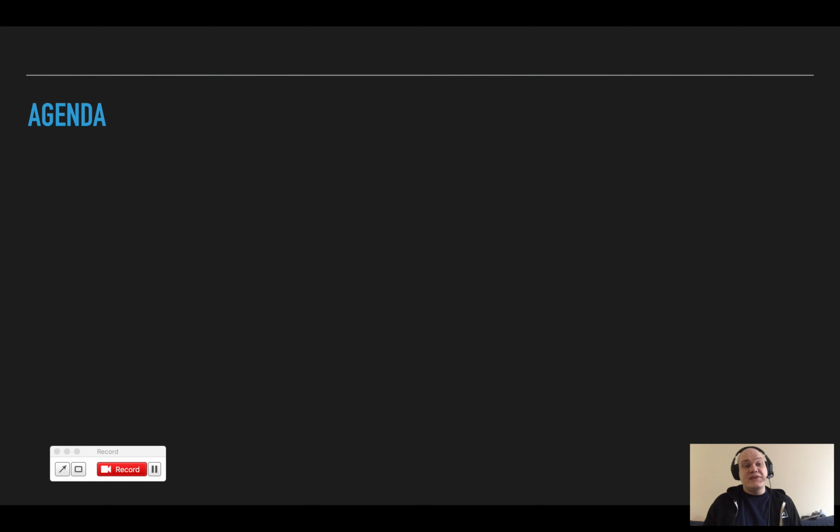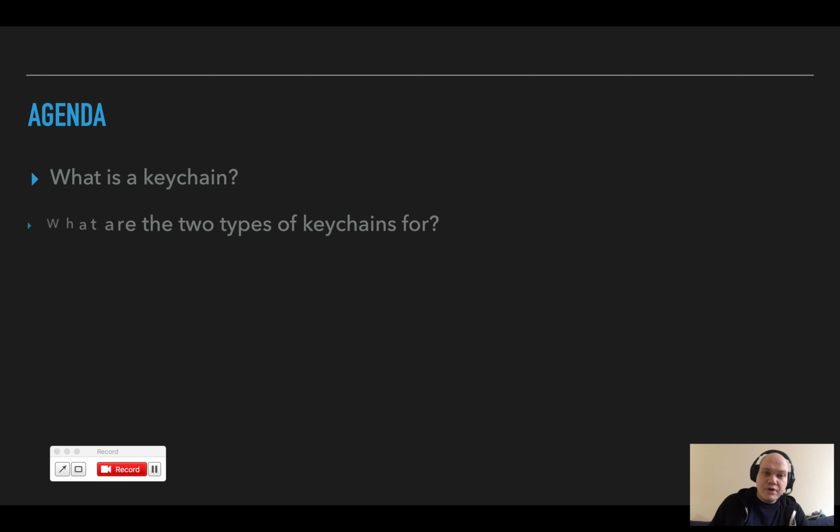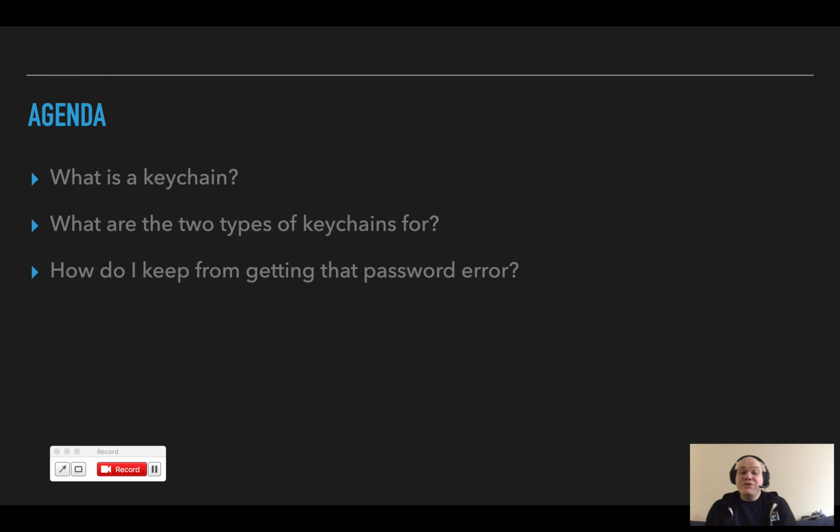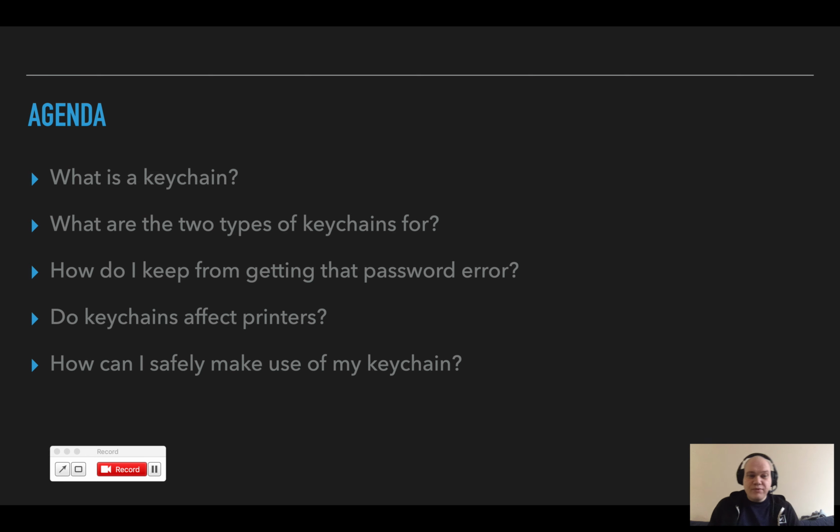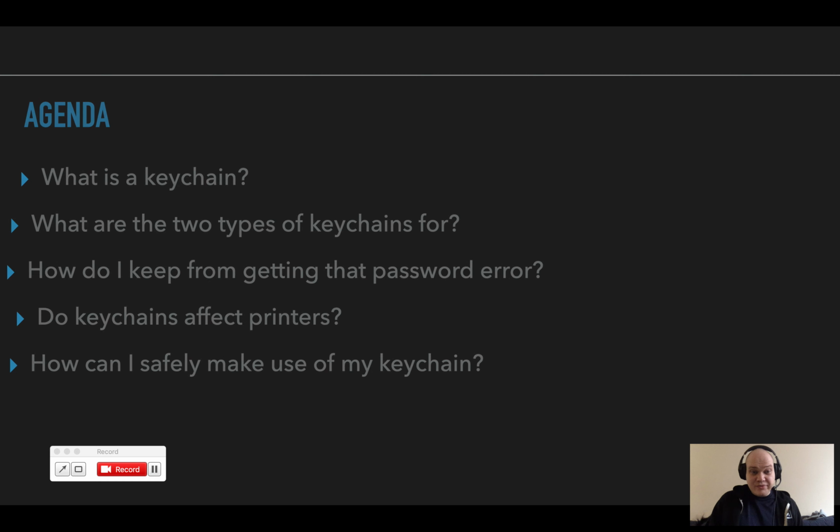So, what are we going to talk about? We are going to talk about what a keychain is. We're going to talk about what the two types of keychains are and what they are for. We're going to talk about how you can keep from getting that password error. We're going to take a look at how keychains interact with printers. We're also going to talk about how you can actually safely use your keychain. It's not just something that is there, you can use it.